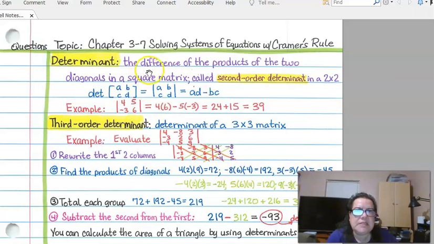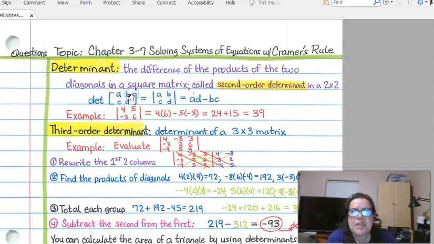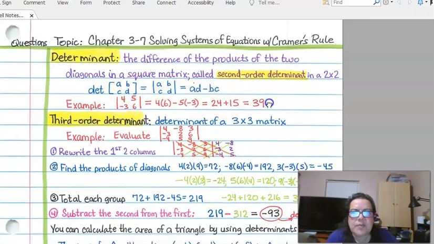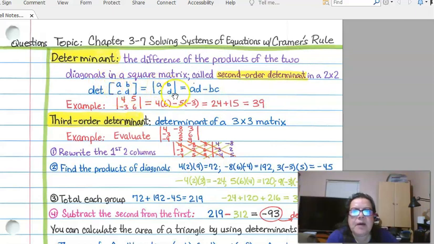So the determinant is the difference of the products of the two diagonals in a square matrix. That's called the second order determinant in a 2 by 2, right? So here we have a 2 by 2: 2 rows and 2 columns. And if I want to take the determinant of that, you take the terms that are there, and you put these bars. It looks like absolute value, but if it's a matrix, it's called the determinant.